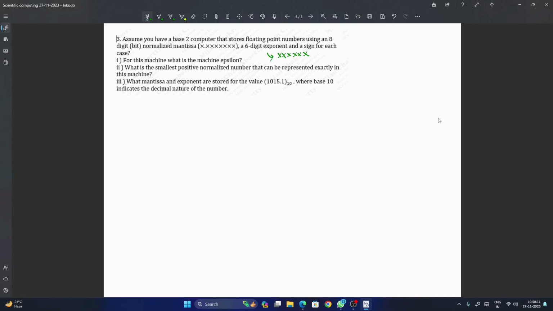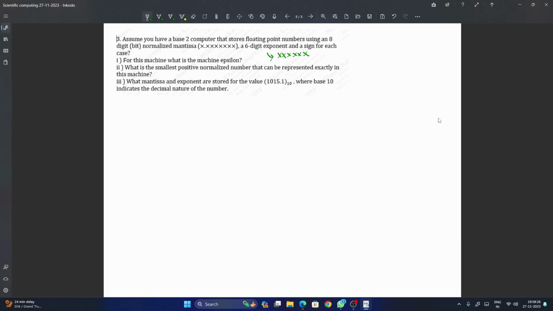So here it says that the mantissa also has a sign for each case, not like the 754 format. So here the mantissa portion and also the exponent portion both have a sign.